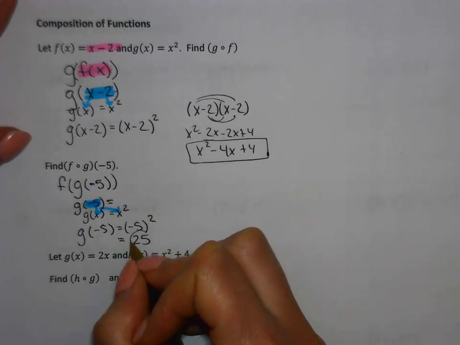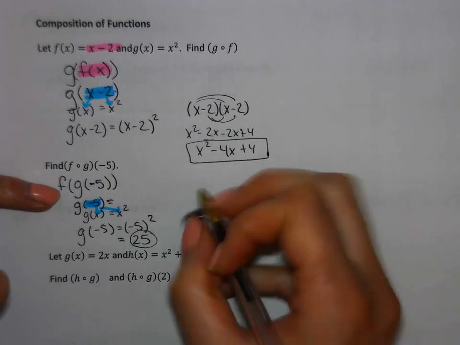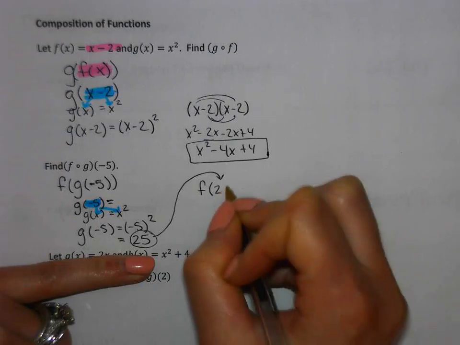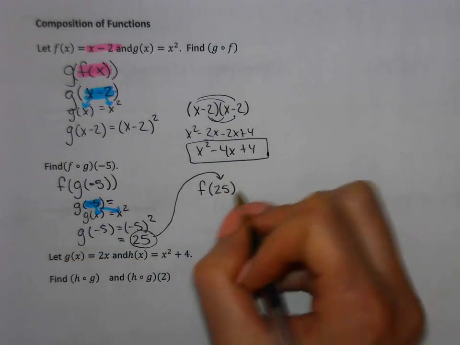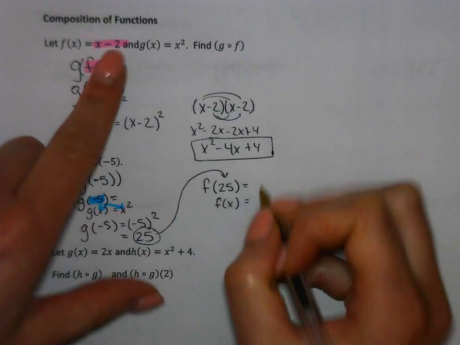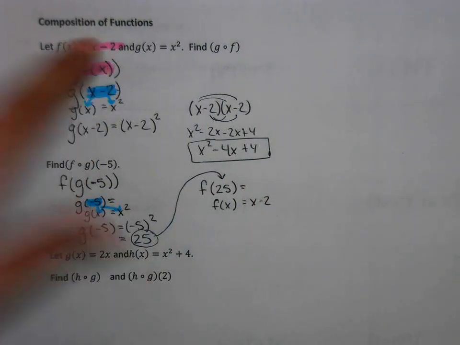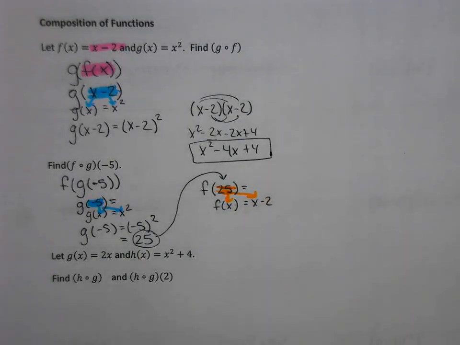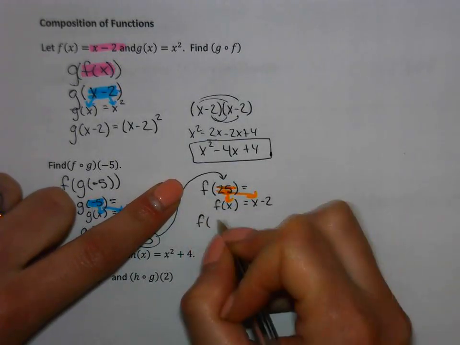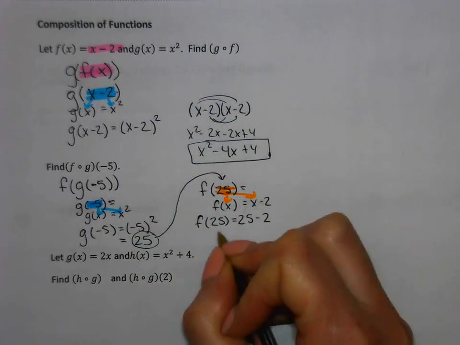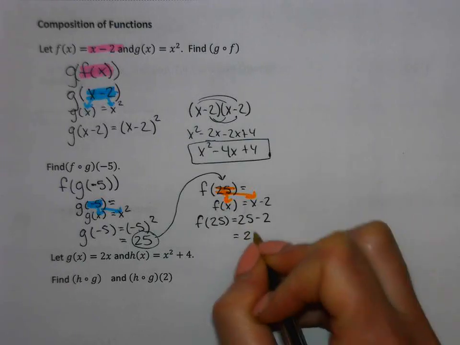So we're going to take that answer to now find the function of f, and we're replacing it with the 25. And we know that the function of f of x equals x minus 2. That was the original. So knowing that, we take that 25, substitute in our x. So now we have the function of 25 equals 25 minus 2. So our final answer is 23.